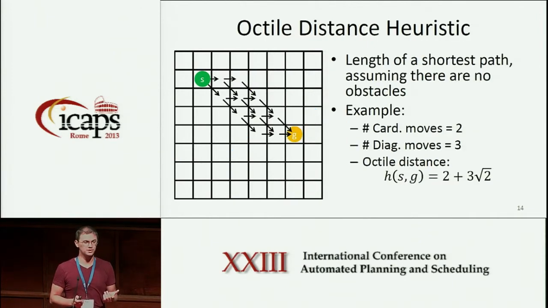And in 8-neighbor grids, we use the octile distance heuristic. It assumes that there are no obstacles in the environment and just computes the shortest path between 2 cells by comparing their x and y coordinates. It does this by computing exactly how many cardinal and how many diagonal moves it must make. In this case, it's 2 cardinal and 3 diagonal moves, and no matter in which order it does that, it takes them from S to G, assuming there are no obstacles.